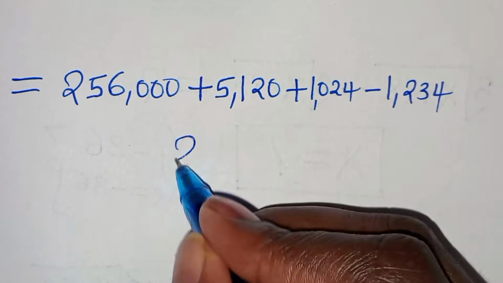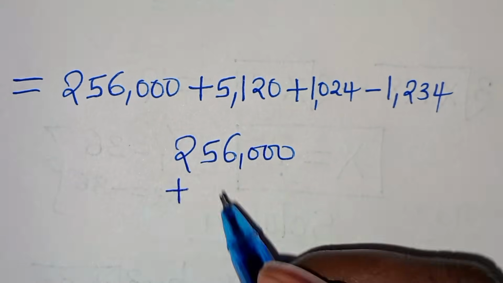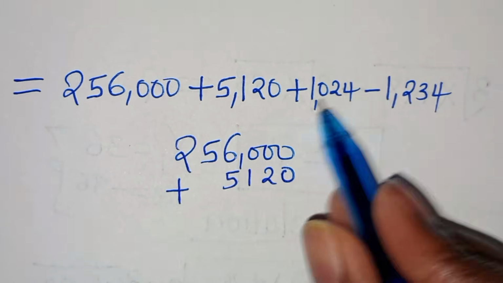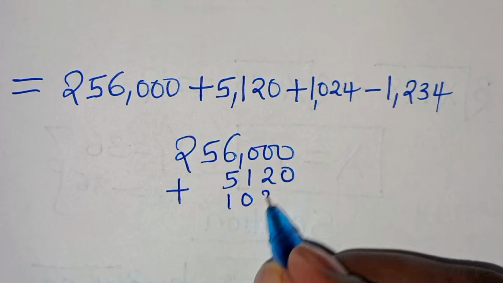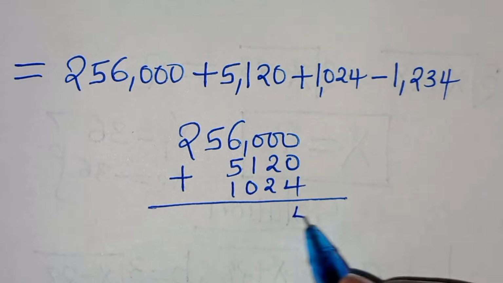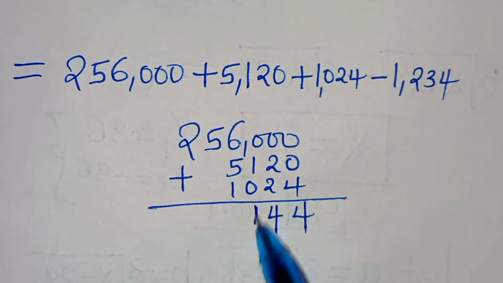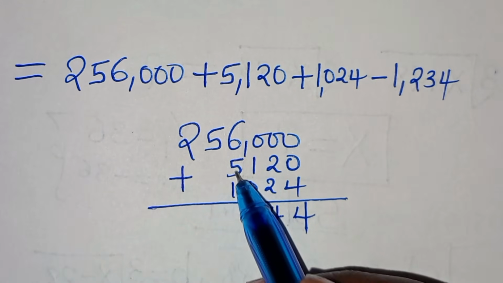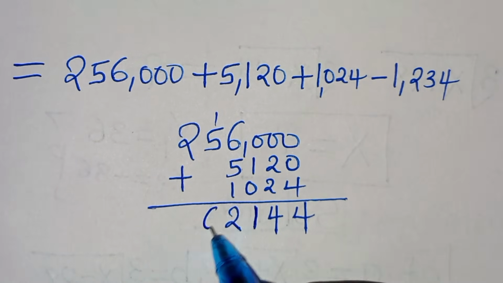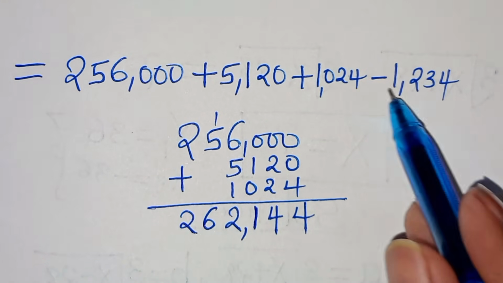Now this means we have 256,000 plus 5120, then plus 1024. So this is 0 plus 4, this is 4. Then we have 2 plus 2, this is 4. This is 1. Then 6 plus 5 plus 1, this is 12. Carry 1 here. So 5 plus 1, this is 6. Then we have 262,144. Subtract 1,234.